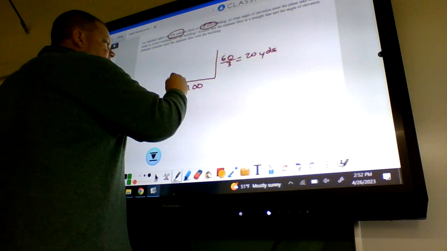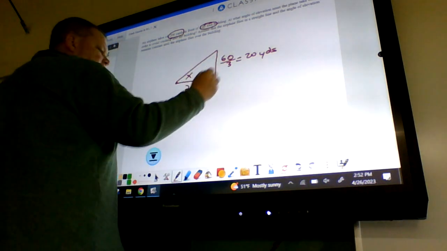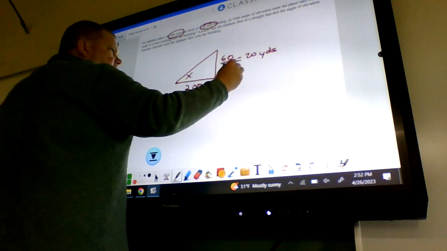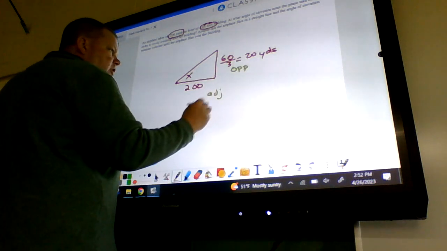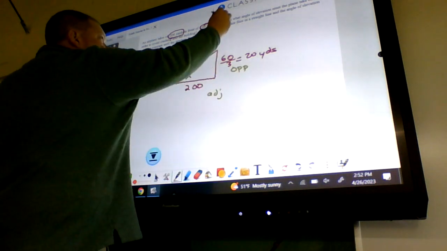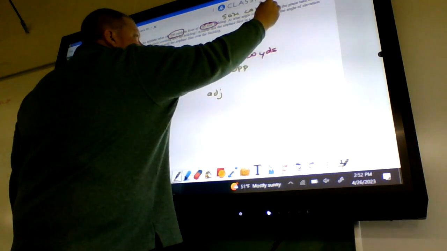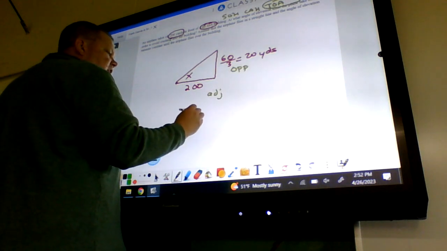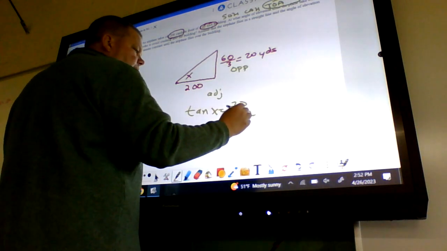So my angle of elevation that I'm creating here now is going to be found by looking at the opposite side over here and the adjacent side. So I'm going to use opposite and adjacent. If you look at SOHCAHTOA, opposite and adjacent is the tangent. So my tangent of x is equal to 20 over 200.